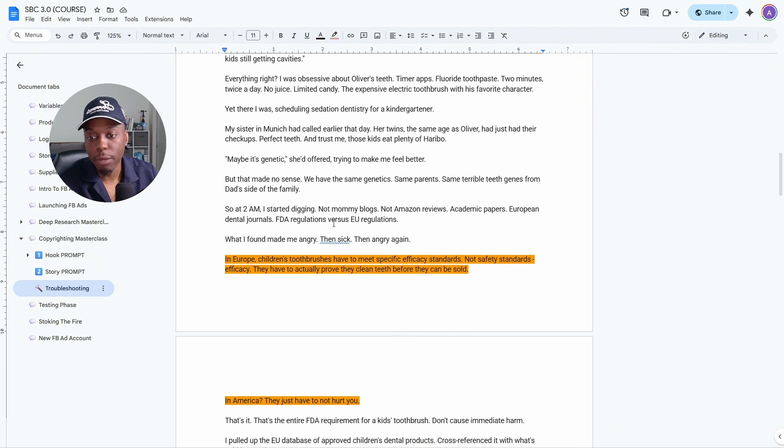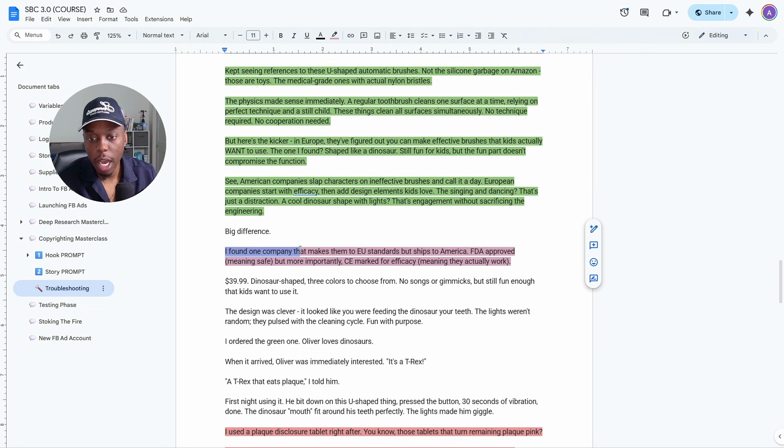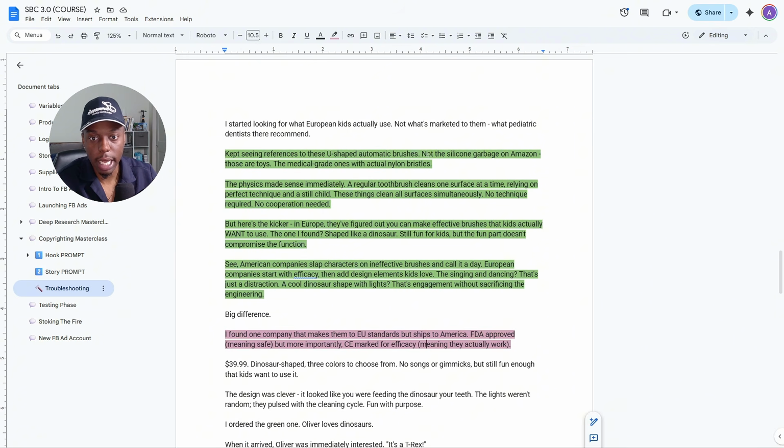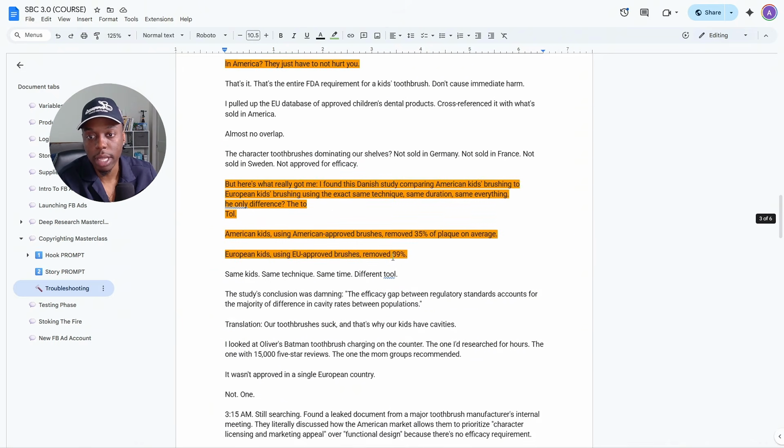Next up is USP, unique selling proposition. How is your product different? I think I kind of already highlighted here. But again, EU, FDA approved, and then I believe the bristles as well is one that I highlighted, not the silicone garbage ones. That would also be a unique selling proposition. How is yours different than the competition? Because people will look around, especially an older demographic. They don't just buy it necessarily on the first go. They'll try to look around a little bit. So that's how you create that USP.